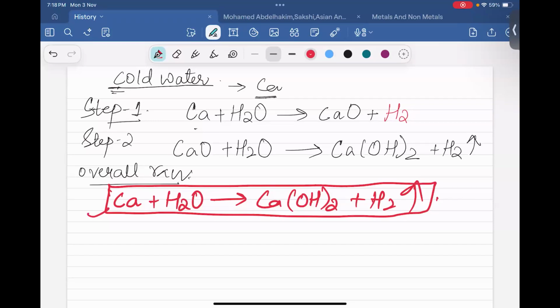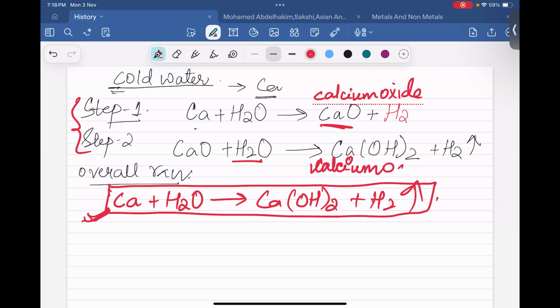If somebody asks you, just write this overall reaction. If they ask step by step, then tell this: first of all, calcium oxide will be formed. After that, calcium oxide again reacts with water, and we will get calcium hydroxide. Water is present now, so hydroxide means H, hydrogen. Hydroxide.